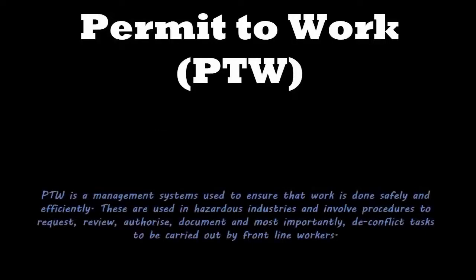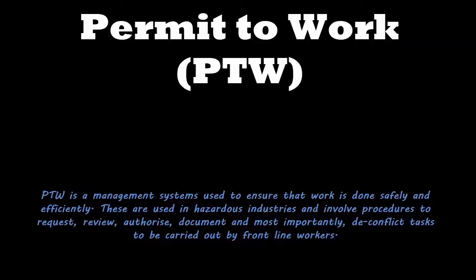Permit to work system, or PTW. To carry out any maintenance activity in a process plant, it is mandatory to first obtain the appropriate permit to work, or PTW, for the particular task. Permit to work refers to the management system used to ensure the work is done safely and efficiently. These are used in hazardous industries and involve procedures to request, review, authorize, document, and most importantly, deconflict tasks to be carried out by frontline workers.